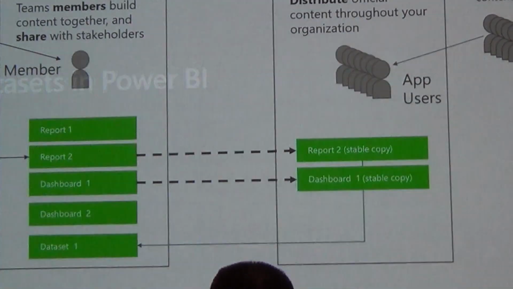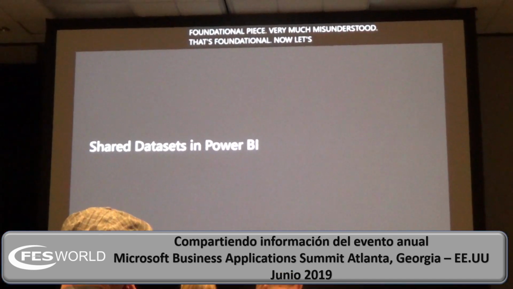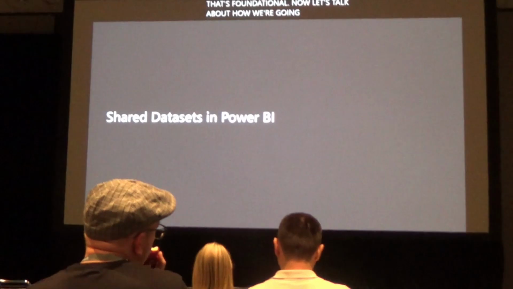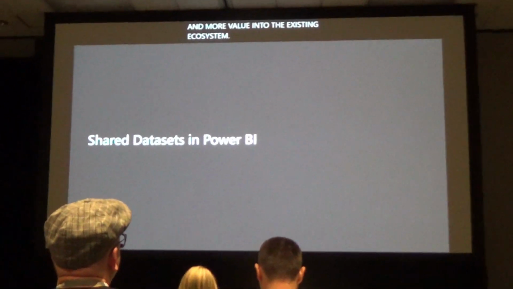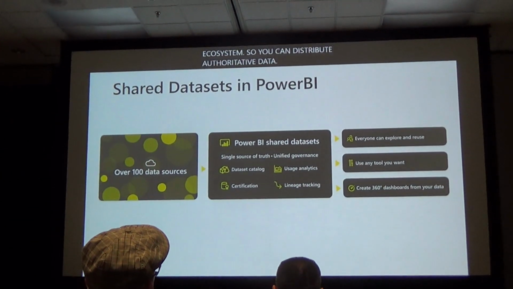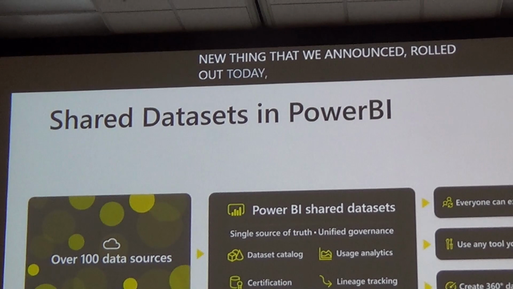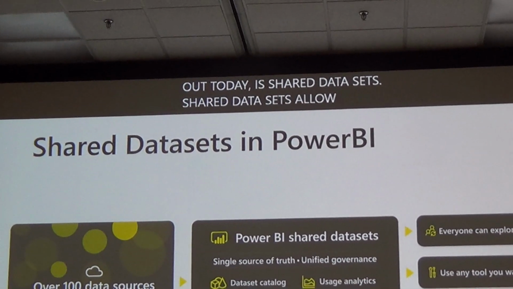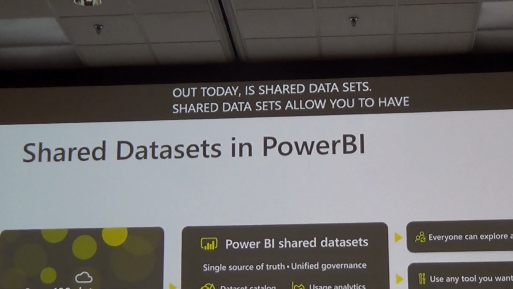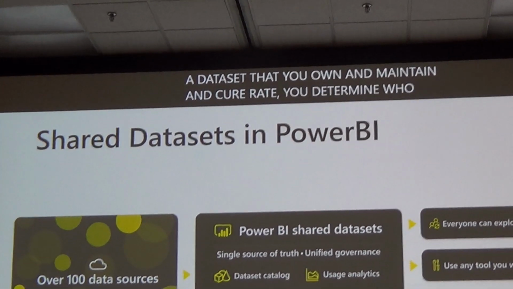So now let's talk about how we're going to bring more and more value into that existing ecosystem so that you can distribute authoritative data. And that's the new thing that we announced, and it's actually rolled out today: shared data sets. Shared data sets allow you to have a data set that you own and maintain and curate. You determine who has access to it. You manage that, typically through security groups.